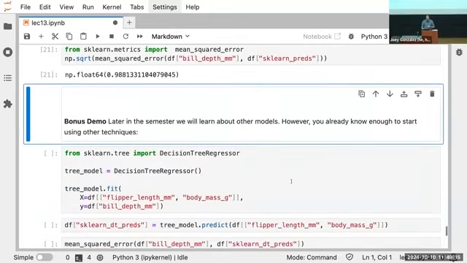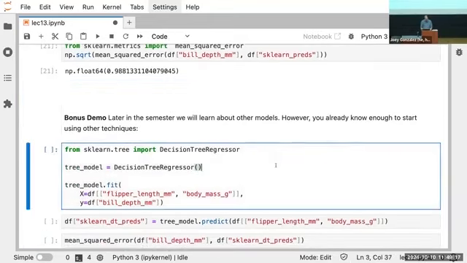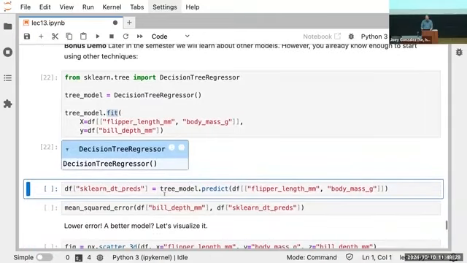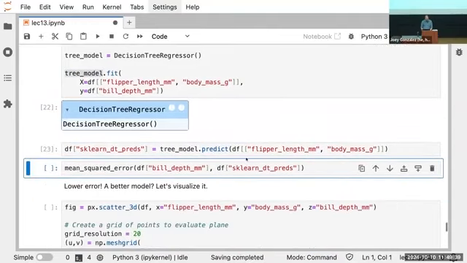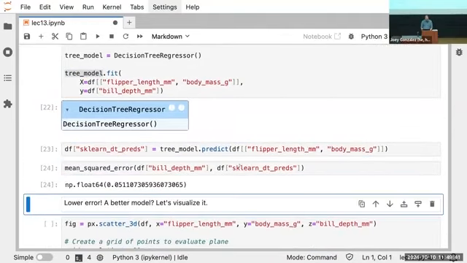Bonus. I should never do bonuses. Let's do it anyways. What if I want to use a crazy model? We haven't taught this yet. Let's use a decision tree regressor. Who knows what that does? We can create an instance of it and we can fit it, right? Boom. Fit a model. Can make some predictions. I'm going to just change my model from linear to the tree model that I just fit right here. So crazy new model. Mean squared error.